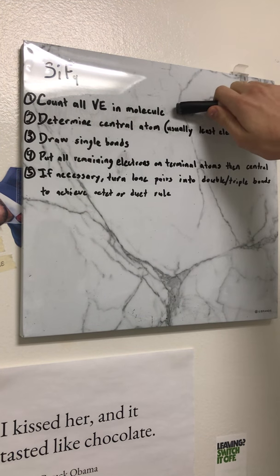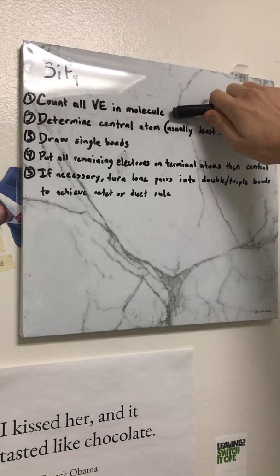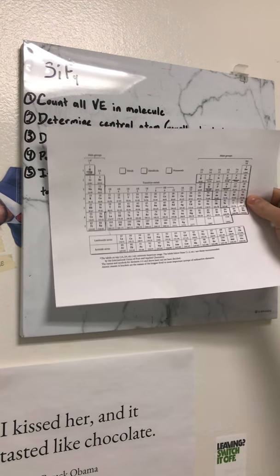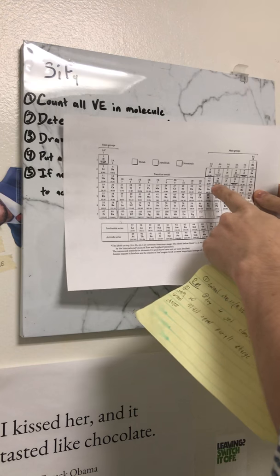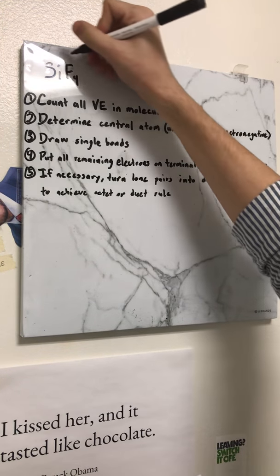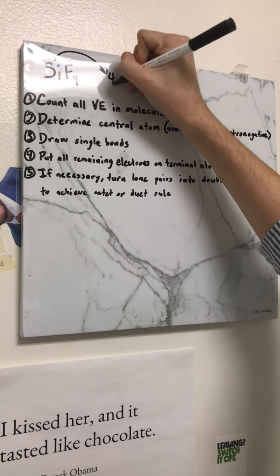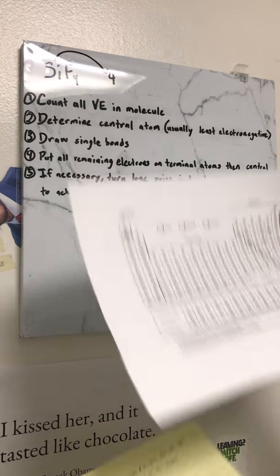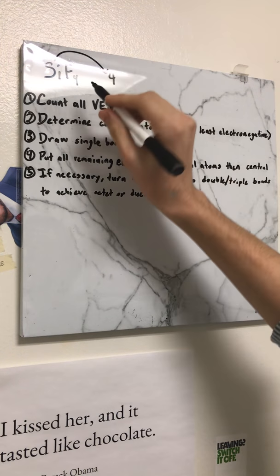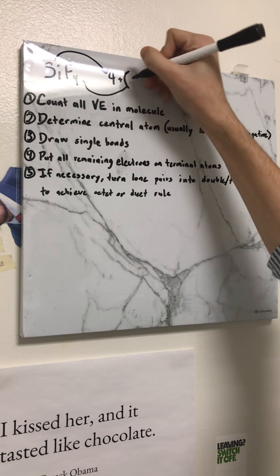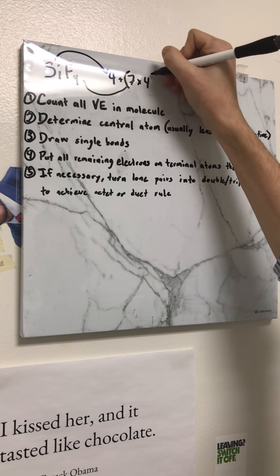Number 1, you're going to count all the valence electrons in the molecule. So for silicon tetrafluoride, which is our first example up here, look at your periodic table. We can see that silicon is in the 4th group, which means it's going to have 4 valence electrons. So 4. And then fluorine is in the 7th group, so it's going to have 7 valence electrons. And there are 4 of them, so we're going to do plus 7 times 4.